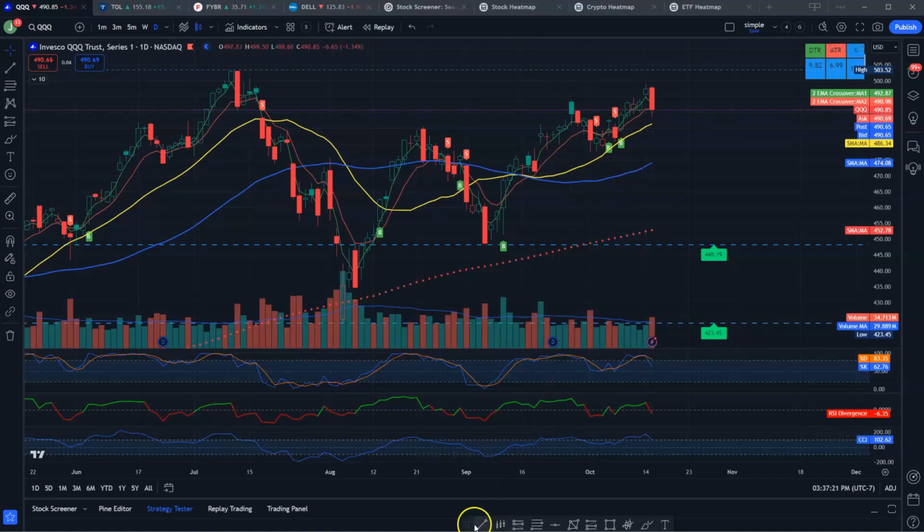Where are we going to go tomorrow? Who knows? Again, I like using the 20 as support. Hopefully we don't go through the 20. We are getting into earnings season here. We'll see what happens if we break the support.